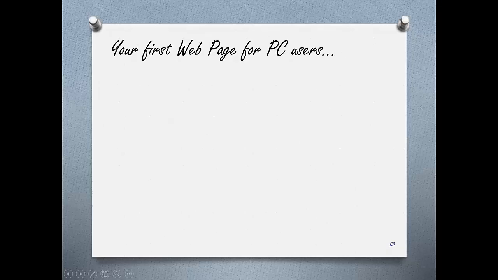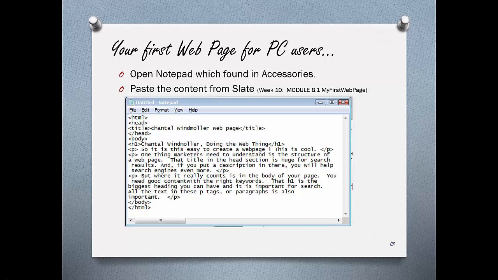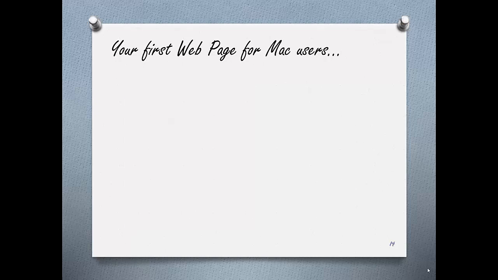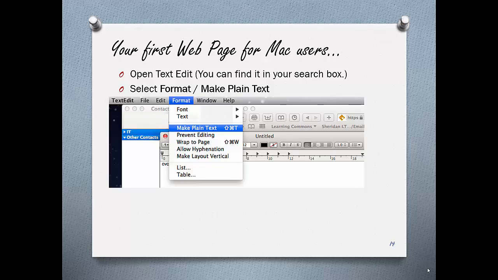For those of you on PC, you're going to be using Notepad for this activity. Open Notepad, which is found in Accessories. Paste the contents from the document that you just opened in Slate into Notepad. This is what it's going to look like. For those of you on a Mac, open TextEdit. You can find TextEdit in your search box. Select Format, make plain text, and paste the contents just like we did in Notepad.